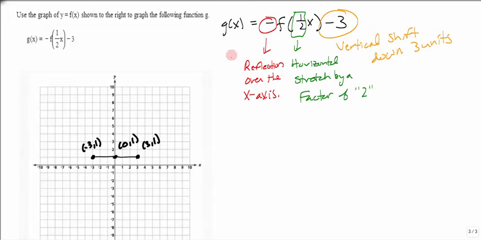Let's do the reflection first, then we'll worry about our vertical shift second, and finally we'll worry about this horizontal stretch. Now I could have probably switched the 3 and the 2 steps, but the reflection must come first. I really don't have a choice there. So reflection over the x-axis.